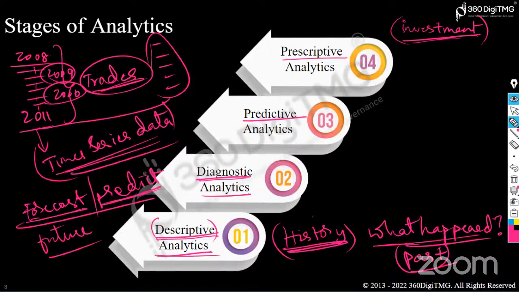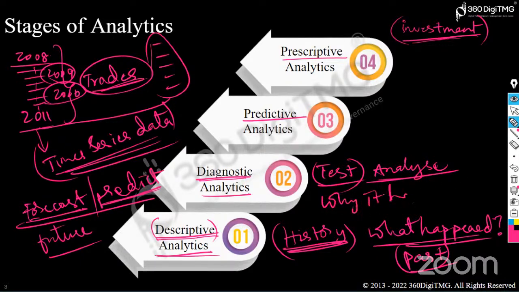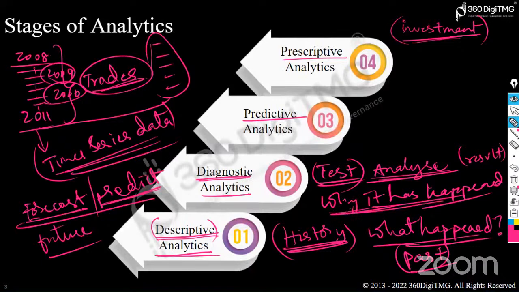So what happened in the past, after knowing this, you just need to test or analyze. When I say analyze or test, we'll say why it has happened. With the help of why it has happened, the test or the analysis, we'll come to a conclusion or the result. So we'll get the result saying that because of these variations, we got this result. So why it has happened, we have understood.